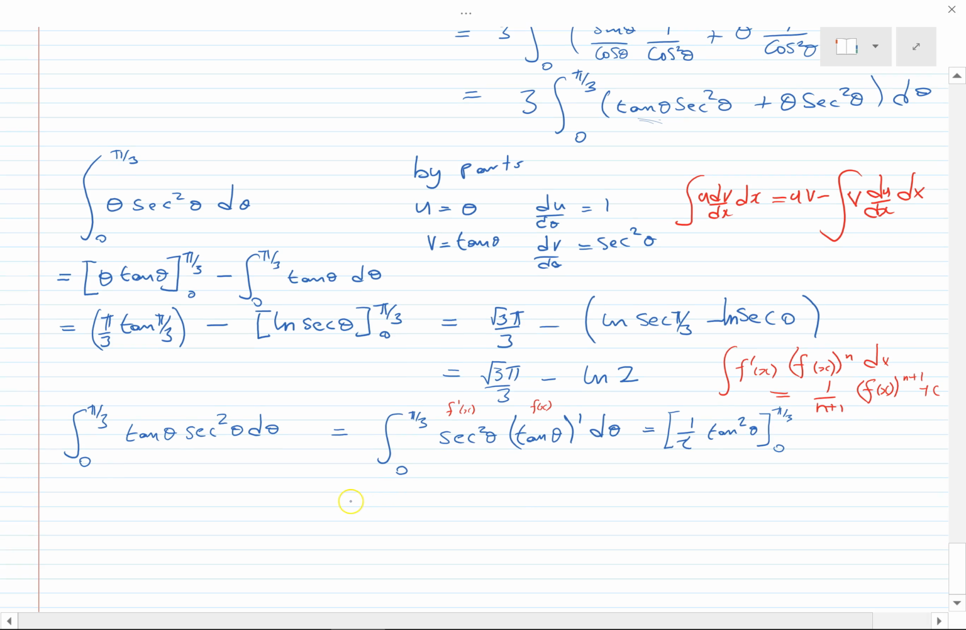pi over 3 and 0. Okay, so that equals half tan squared pi over 3. So that's equal to half times the square root of 3 squared, which is equal to 3 over 2. Okay, so we've done the two integrals.